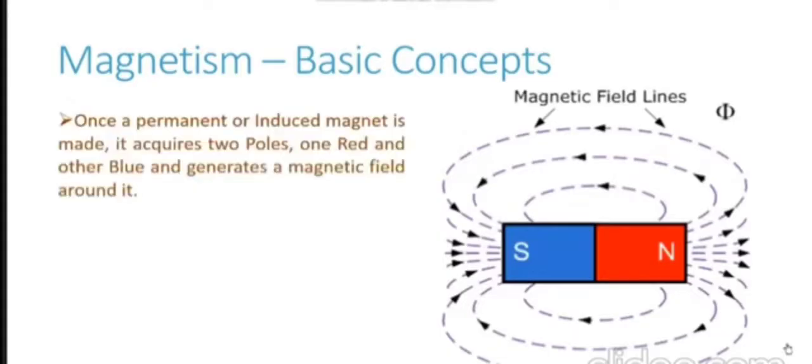Now, once a magnet is generated, either by using a permanent magnet or by using a magnetic field, making it an induced magnet, once it is made, it acquires two poles. The poles are indicated as red pole and the blue pole. So you can see in this diagram, we have a bar magnet having these two poles, the red pole and the blue pole. Along with these poles, it will also generate a magnetic field around it. You can see these dotted lines extending out of the physical body of the magnet. These dotted lines represent the magnetic field of this magnet.